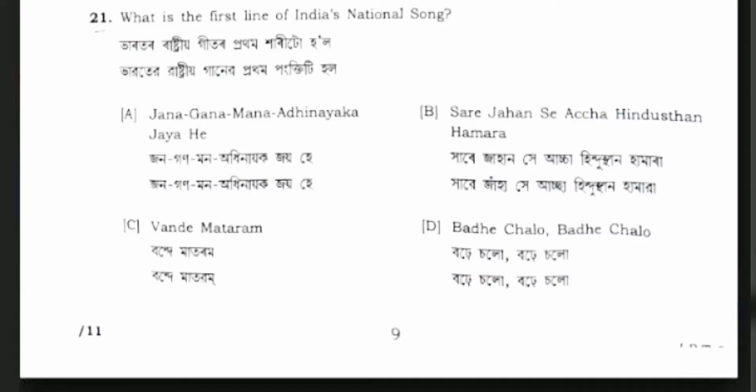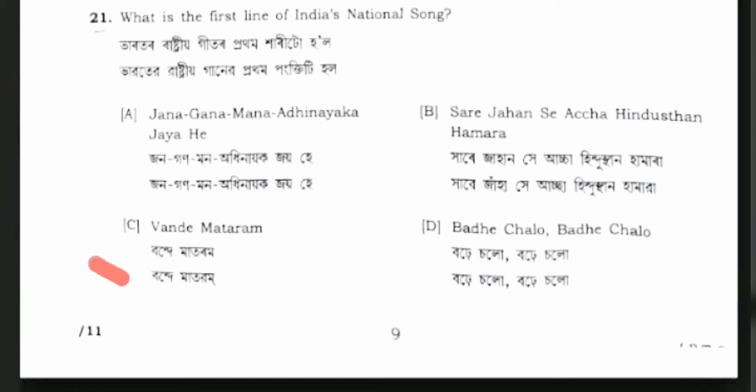Okay, next question is question number 21. What is the first line of India's national song? The option A is Jana Gana Mana Adhinayaka Jaya Hai, B. Sare Jahan Se Acha Hindustan Hamara, C. Vande Mataram, and D. Bade Chalo, Bade Chalo. The answer is none other than C, which is Vande Mataram.